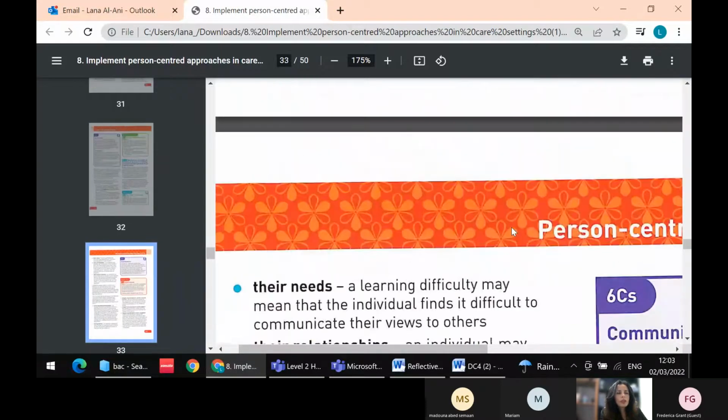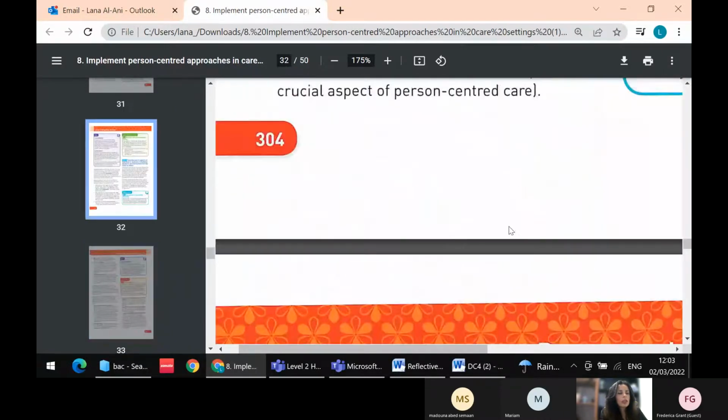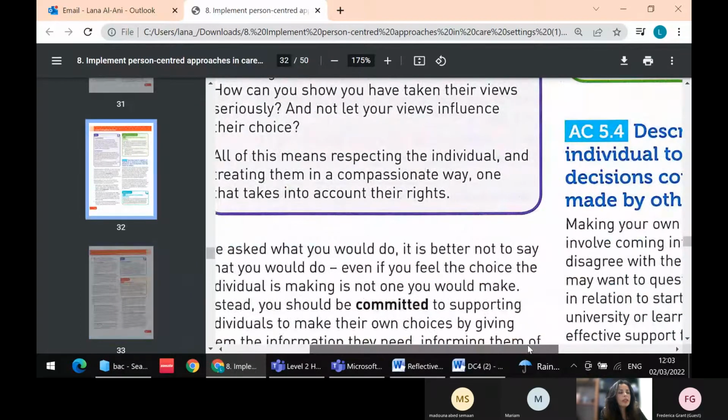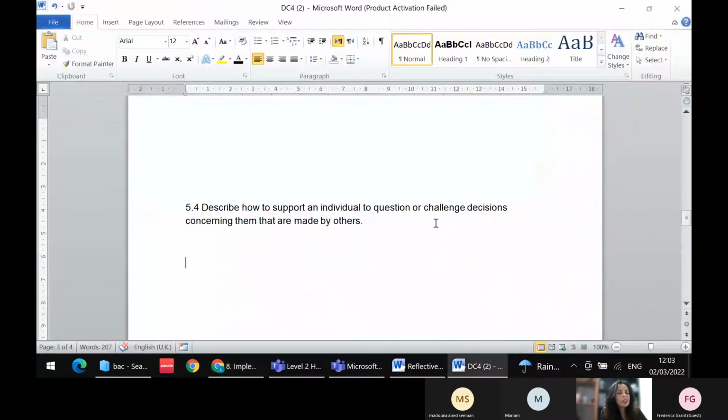So now, if I go to the question after that, 5.4. Describe how to support the individual to question or challenge decisions concerning them that are made by others. So you need to encourage your clients not only to make their own decisions, but also to challenge or question any decisions made without their consent. So how do you help your client to do that?